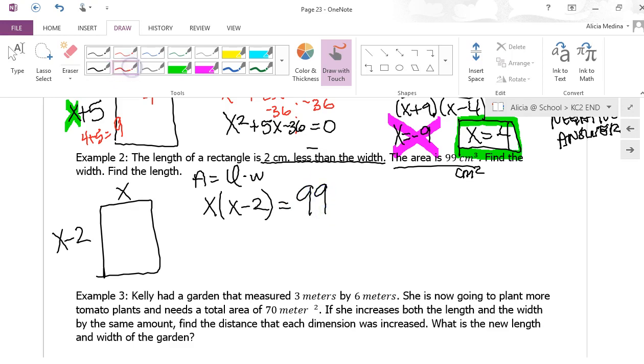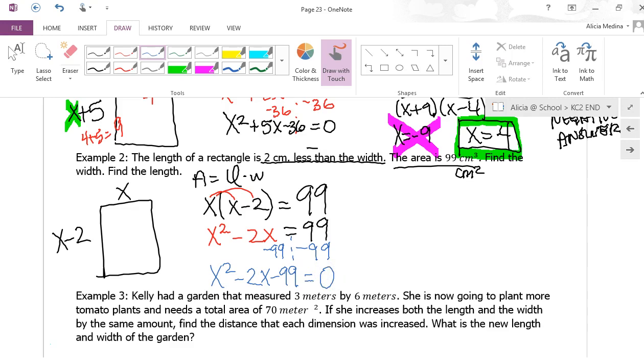And then we're going to distribute, right? X times x is x squared. X times a negative 2 is a negative 2x. And that's still all equal to a positive 99. It does need to equal 0, so I'm going to go ahead and subtract 99 over to the other side. Alright, this is my dotted line. So that's going to give me x squared minus 2x minus 99 is equal to 0.